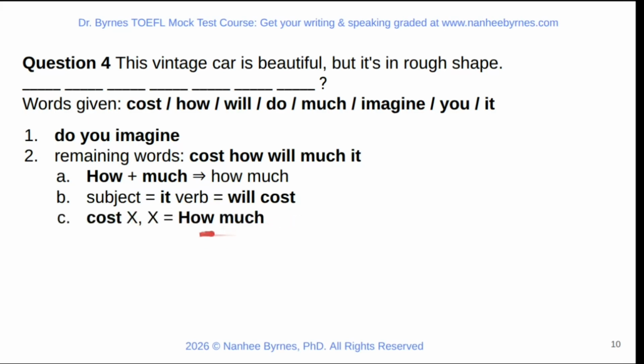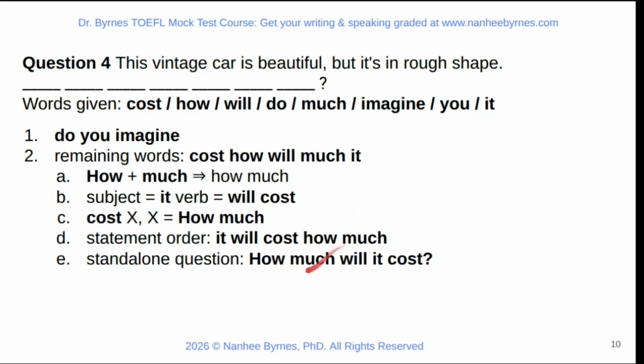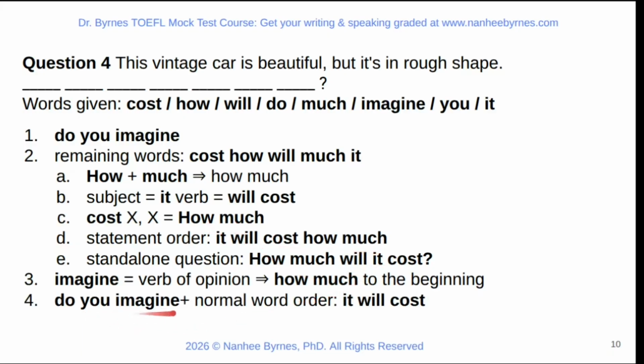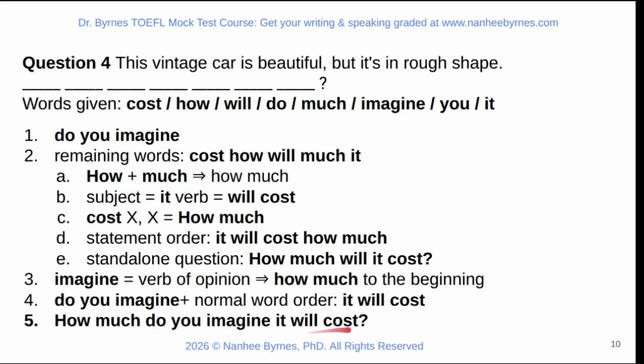Cost needs an object. How much can function as a determiner or pronoun. Here it is used as the object of cost. So we have the statement order, it will cost how much. As a standalone question, we would ask, how much will it cost? Because we are using a verb of opinion, how much moves to the beginning of the sentence. After do you imagine, we switch to normal word order, it will cost. The final answer is, how much do you imagine it will cost?